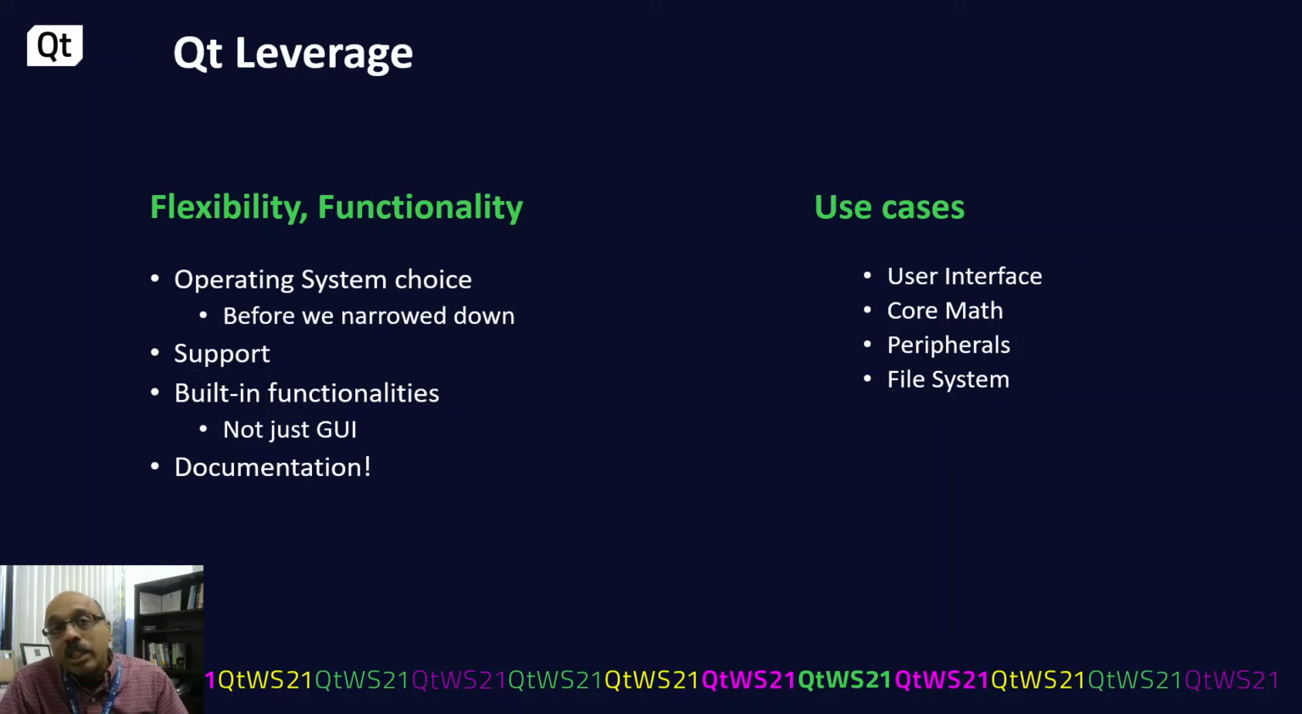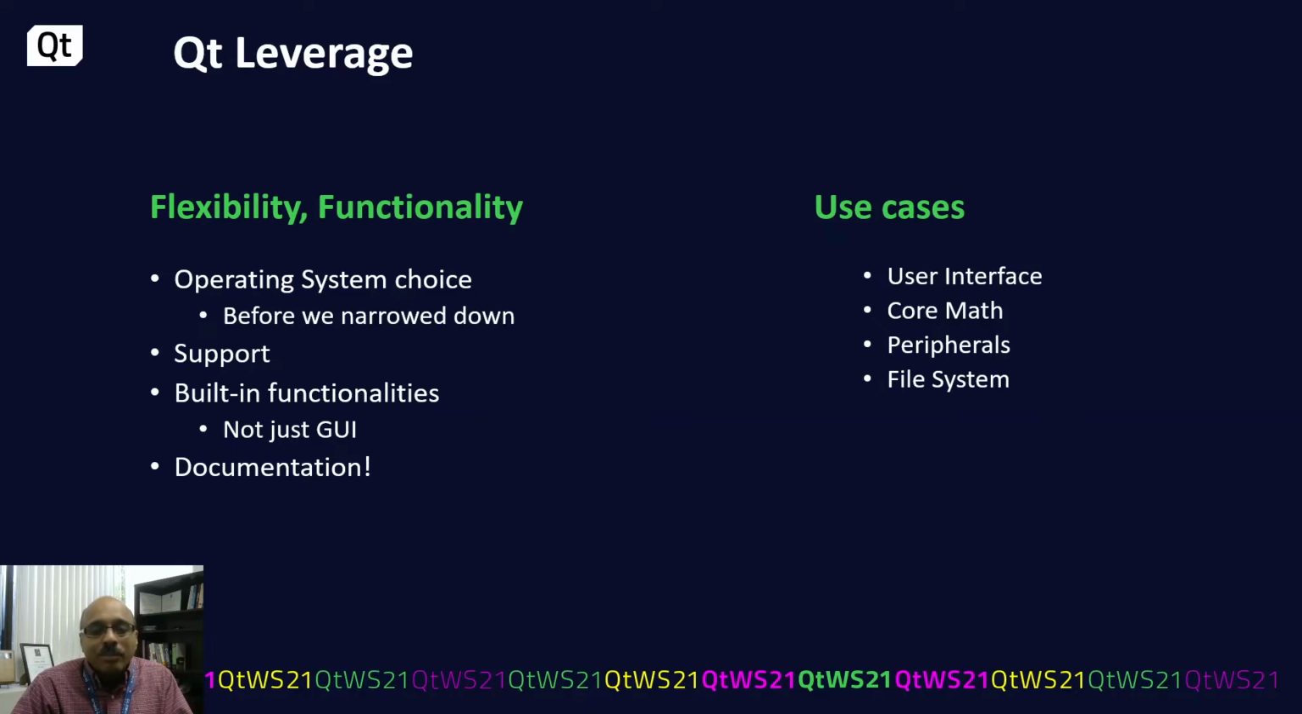And the reason we like Qt is the flexibility and the functionality. So when we started developing this product back in 2014, we didn't really want to nail down our choice of operating system. We wanted some freedom, and Qt became a really good path to go there, because we didn't have to narrow it down too much. We liked the support, not just from the Qt company, but also from communities just like you. We like some built-in functionalities.